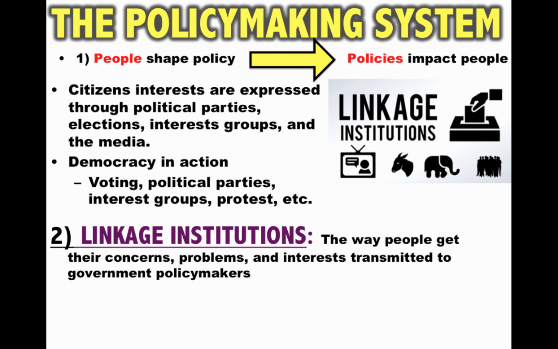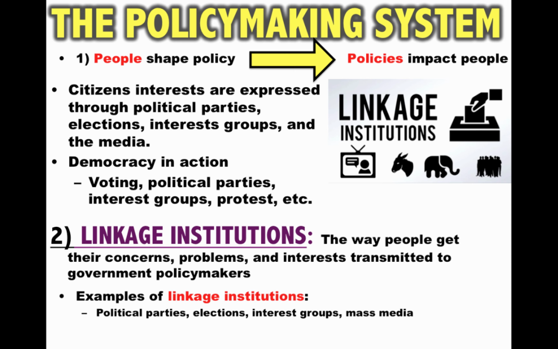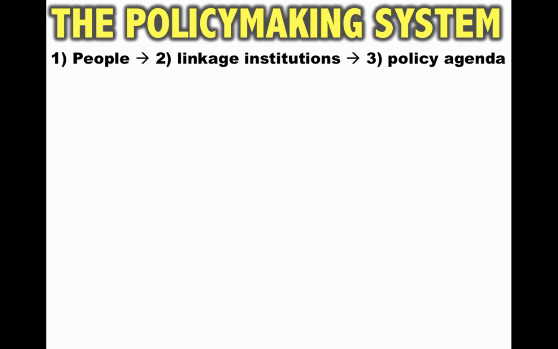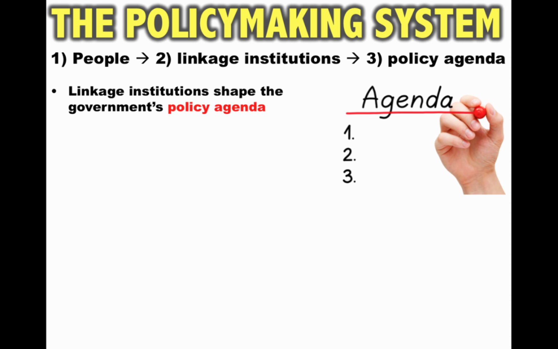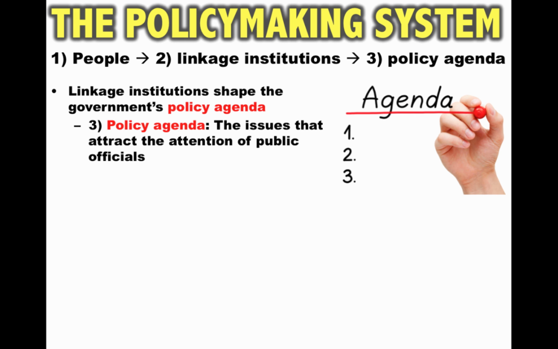Now, an important phase is you have people, but then you need linkage institutions. And that is the way people get their concerns, problems, and interests transmitted to government policymakers. And some examples of linkage institutions are political parties, elections, interest groups, and the mass media. This is how groups let the government know their policy preferences. So you have people, you have linkage institutions, and then you have a policy agenda. And linkage institutions shape the government's policy agenda. And perhaps needless to say, the policy agenda are the issues that attract the attention of public officials. This is what's on voters' minds, so they're going to address this.